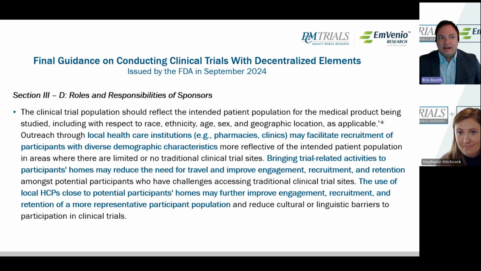But what does it say about how to actually activate those action plans? Well, this is actually a snippet, and I won't read the entire thing for the sake of the webinar.